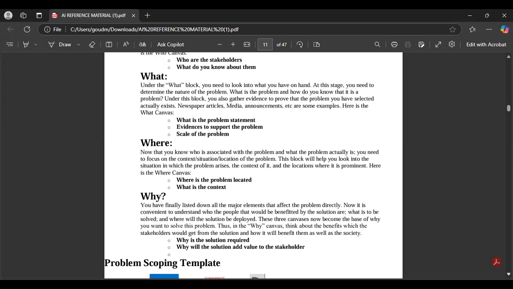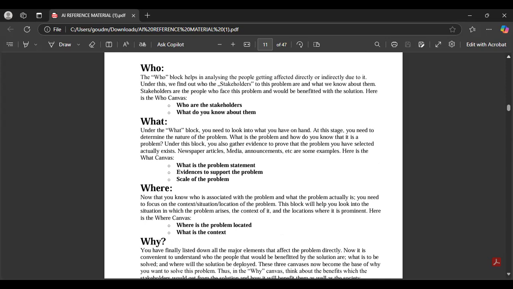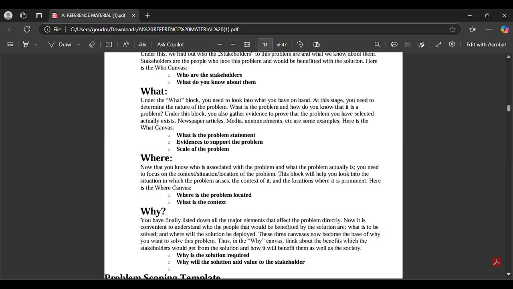Why will the solution add value to the stakeholders? For these 4 W's canvas, generally they will give a scenario with a problem and ask you to come up with a solution for that problem by using the 4 W's. In that case, you have to identify what the problem is, how you came to know that problem, in what context the stakeholders are facing this problem, and where this problem is located, and with what solution you came, and how you will justify that your solution will help the stakeholders.